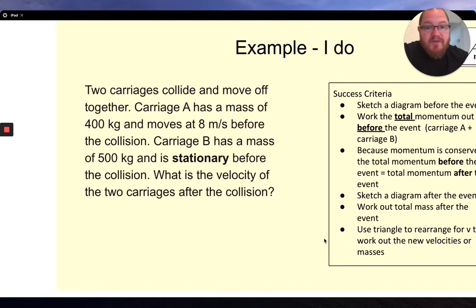Carriage A, which is the first carriage, has a mass of 400 kilograms and moves at 8 meters per second before the collision. Carriage B, which is the other carriage, has a mass of 500 kilograms and is stationary. So it's not moving at all. It's just there. What is the velocity of the two carriages after they collide?